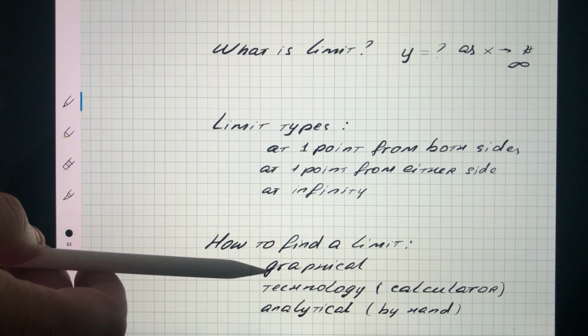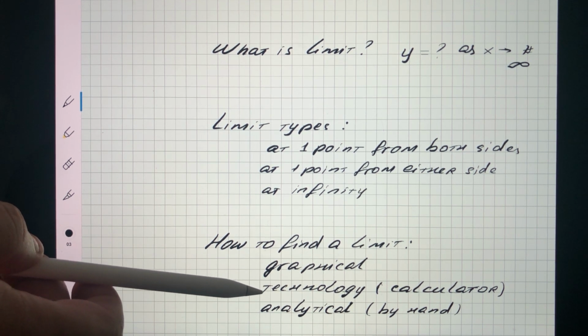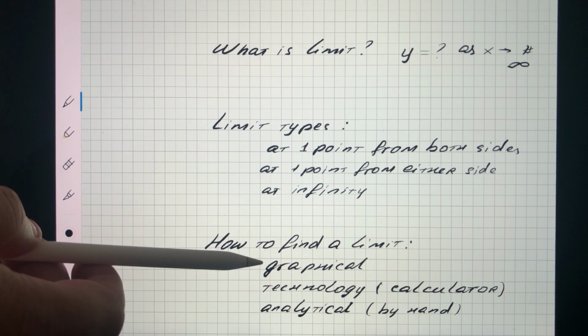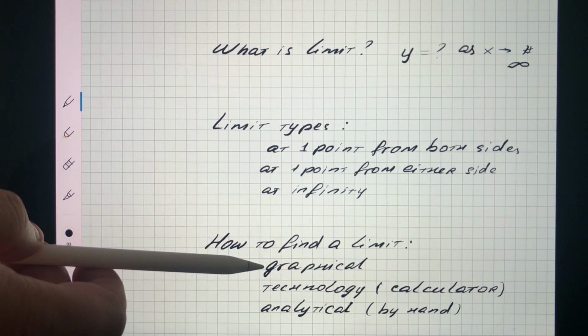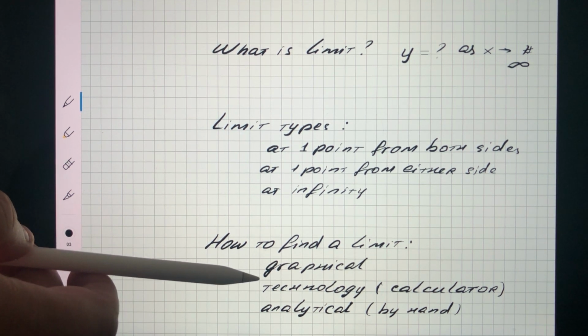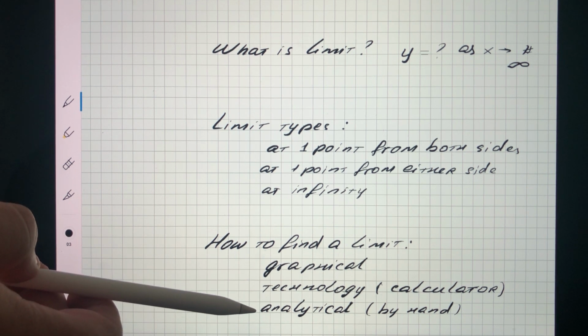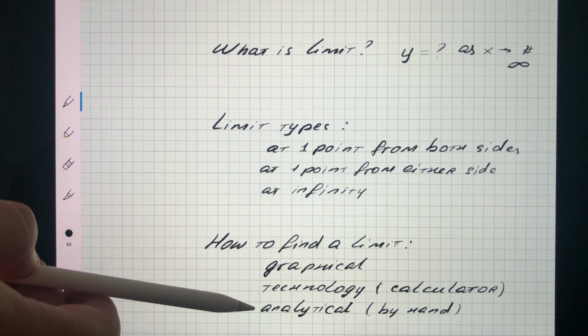In fact, the graphical approach is very similar to technology because we use technology to produce the graph, or the graph is already given to us in a question. Now, the last method is analytical. This one is by hand, and it involves algebra and the definition of limit to solve the question. This one, if it works, always gives the correct result. It is the actual proof or justification that our answer is correct.